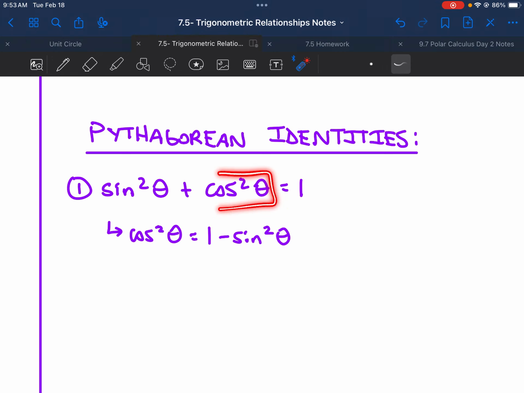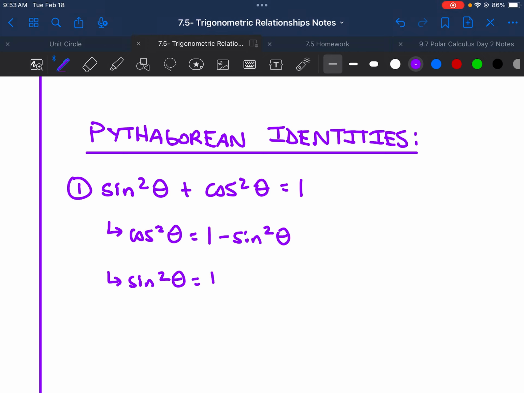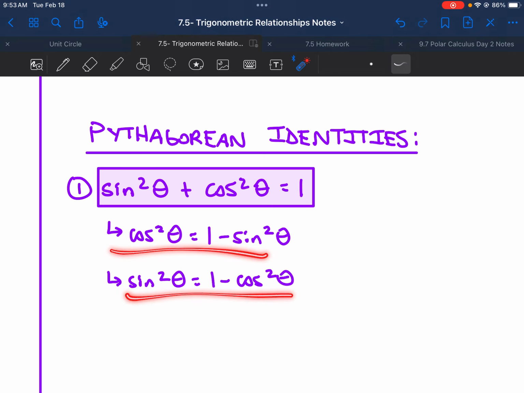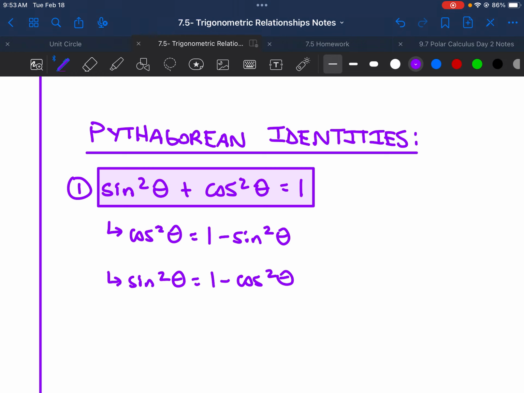And if I took the cosine squared of theta and I moved it to the right side instead, I would have sine squared of theta equals 1 minus cosine squared of theta. Okay, the one that you need to commit to memory is this one. Sine squared of theta plus cosine squared of theta equals 1. So memorize this one. Know how to rearrange this equation to get these 2.